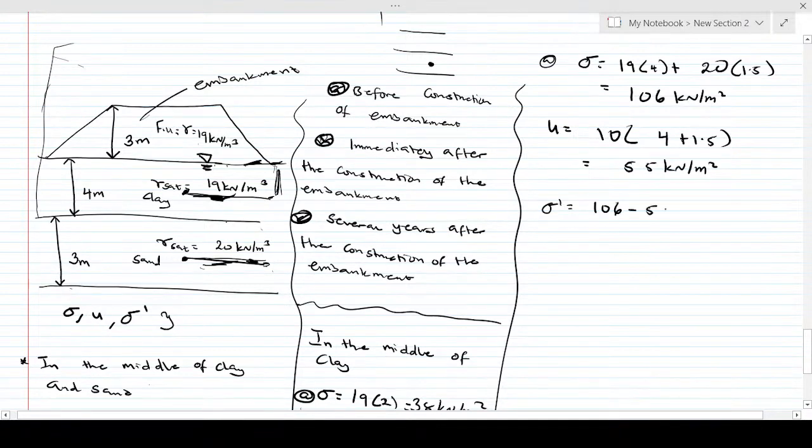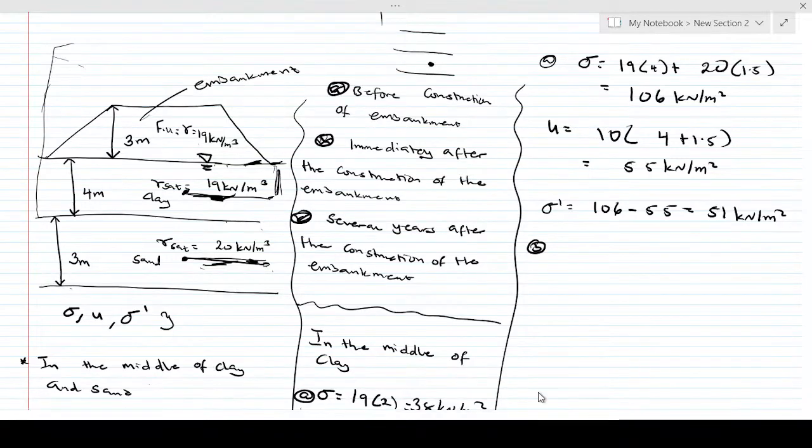106 minus 55, that's 51 kilonewton per meter square. So this is for condition A. Now for condition B, which is immediately after the construction of the embankment.